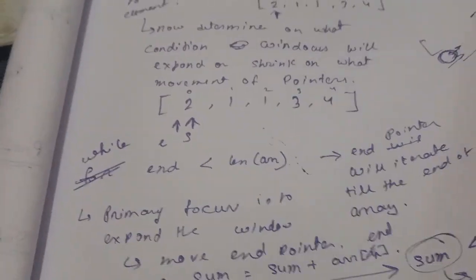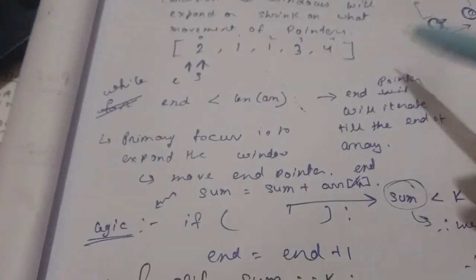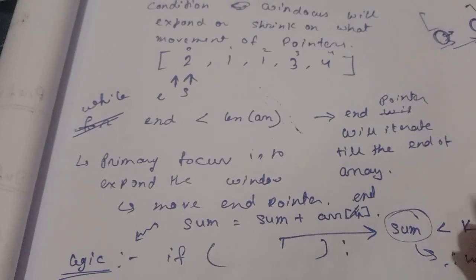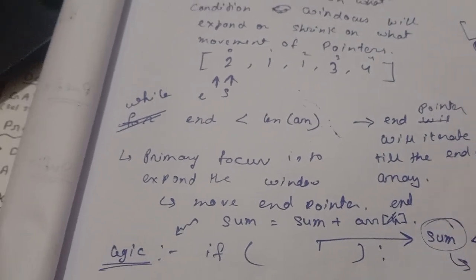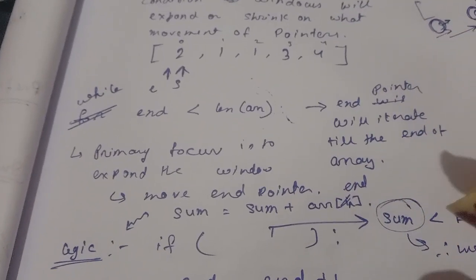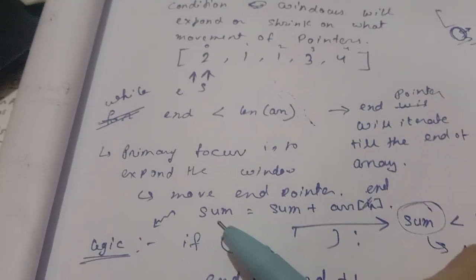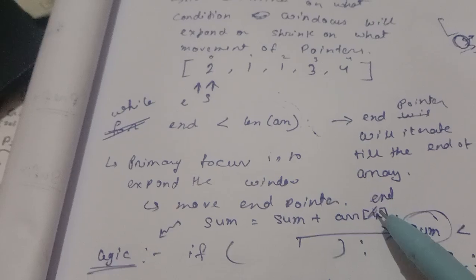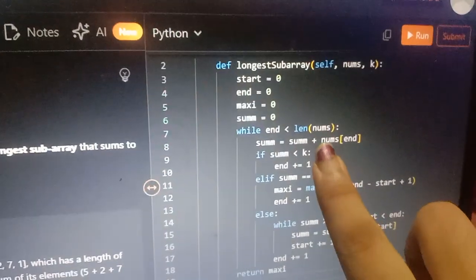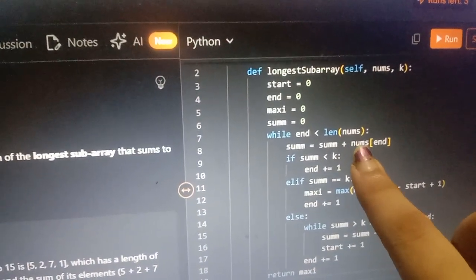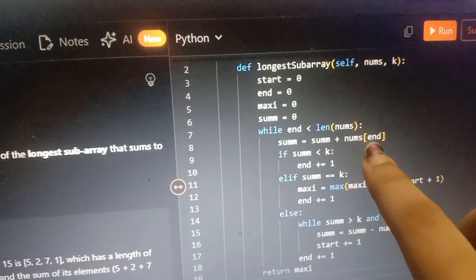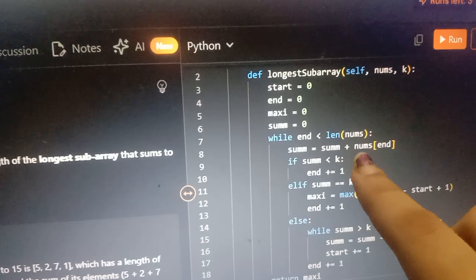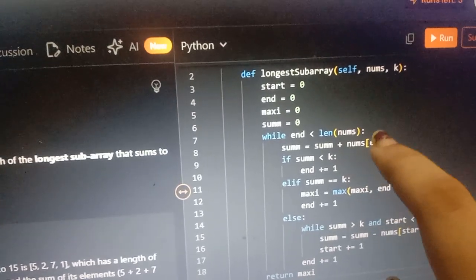And after we are inside the loop, we have to think about what we are going to do next. We have to calculate the sum of the elements. So sum equals sum plus the array at the end element. This is the code, this is the array name, nums in this case, and this is the end element, whatever the end is pointing to. In this first iteration, that is the 0th element.